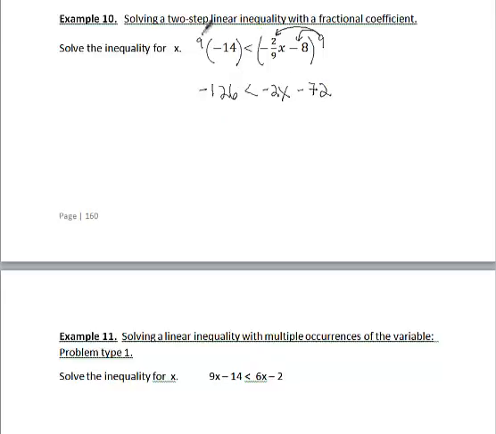Since we multiplied by a positive number, we did not flip the inequality. Now, here's our x on the right. We have a negative 2 and a negative 72 along with it. We get rid of the 72 first by adding 72 to both sides.